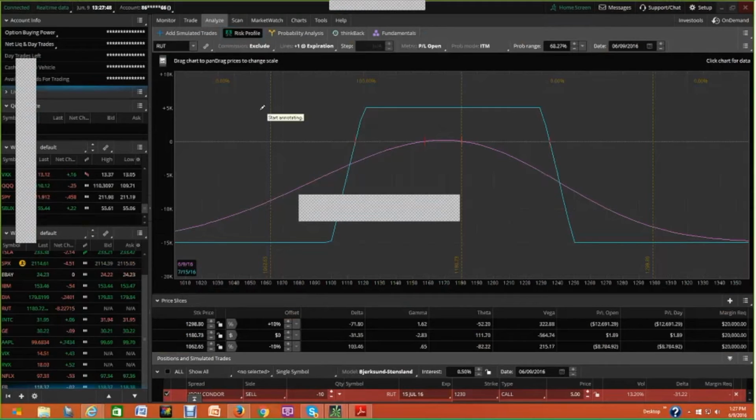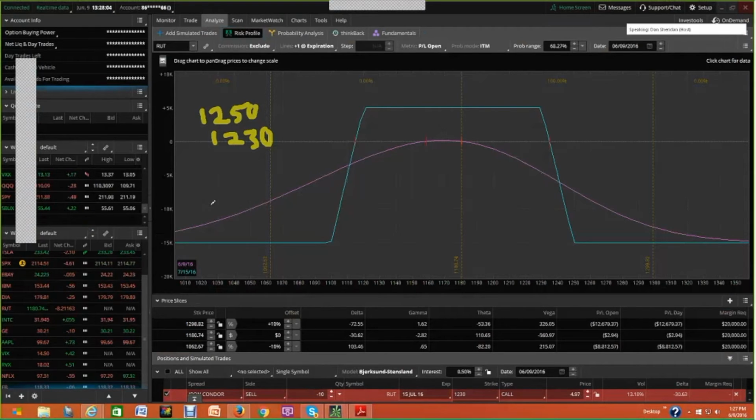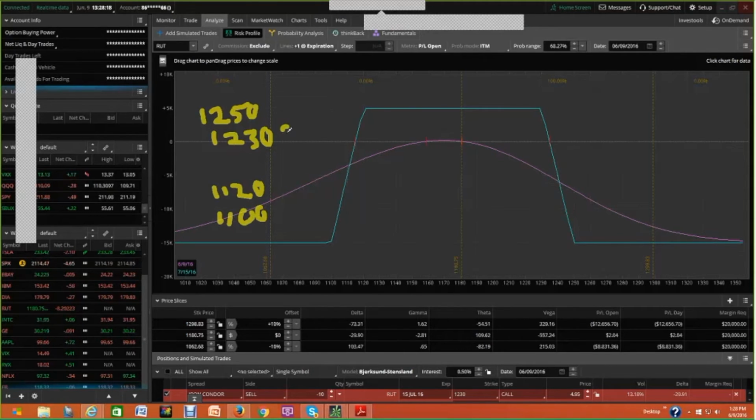We got a picture. So on the call side, we bought the 1250s and we sold the 1230s. So this is the regular Iron Condor. And we sold the 1120 puts, bought the 1100s. This is the regular Iron Condor, right? We sold, we bought, we sold, we bought. It's the regular Iron Condor.